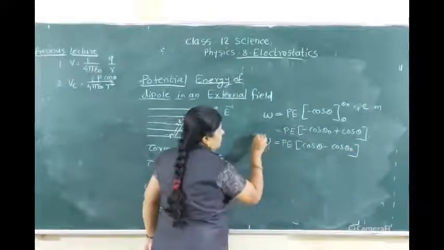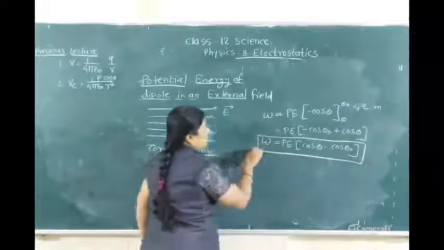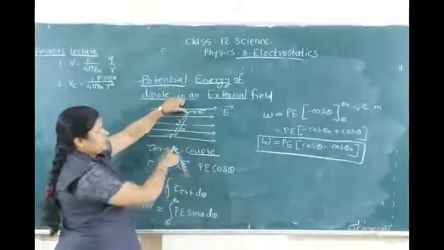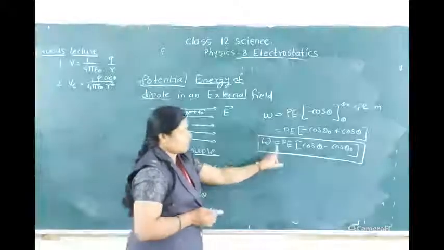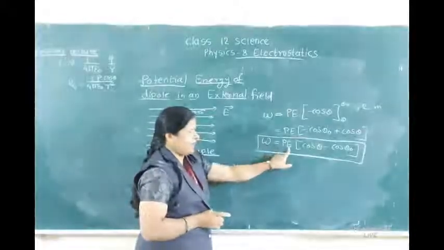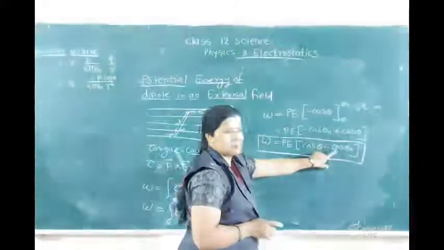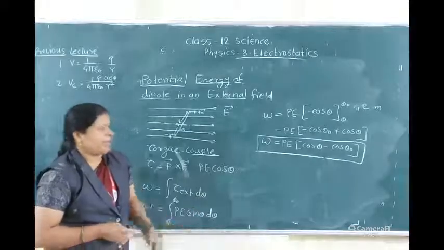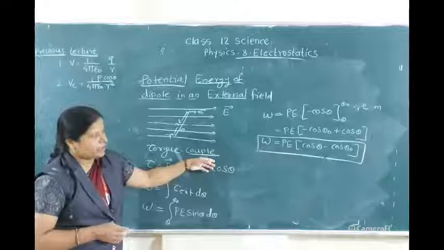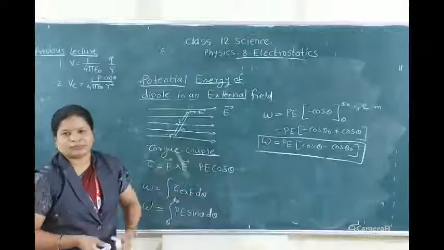We get the total work done by this couple or by this torque: W is equal to PE (cos theta minus cos theta 0). So we'll stop here, and the next point we'll see in the next lecture. Thank you.